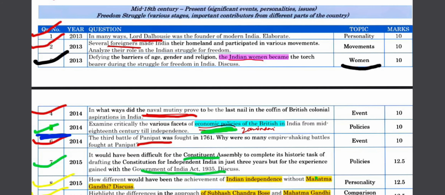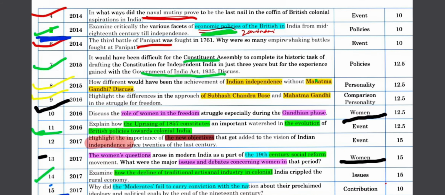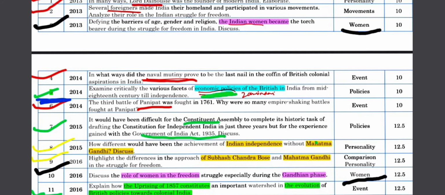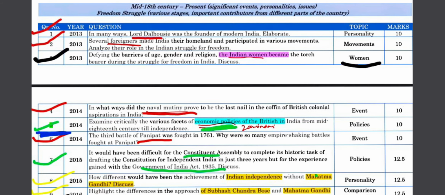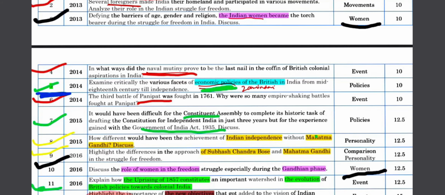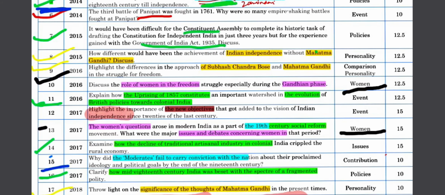What is the method that you will be following? Number 1, a basic reading of your Spectrum is essential, and not just basic reading, you should have a grip on that subject. Number 3, if you analyze the mains questions, there are specific 4 or 5 themes that have emerged. Once again, repeating them for the summary purpose. Number 1 is women, which was highlighted in pink. Number 2 is Mahatma Gandhi ji, highlighted in yellow.